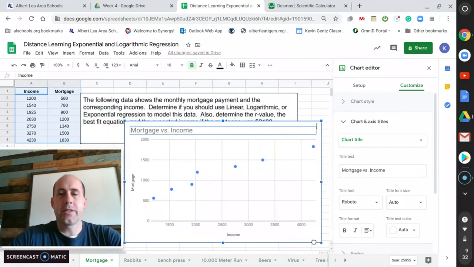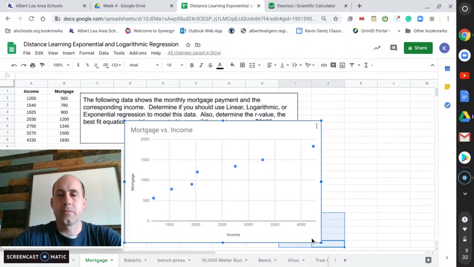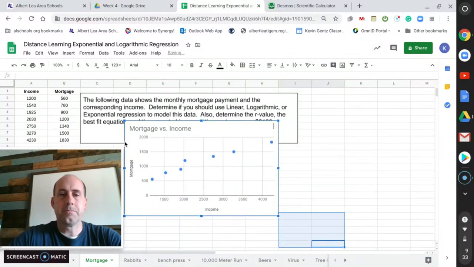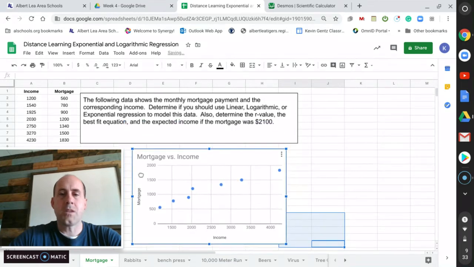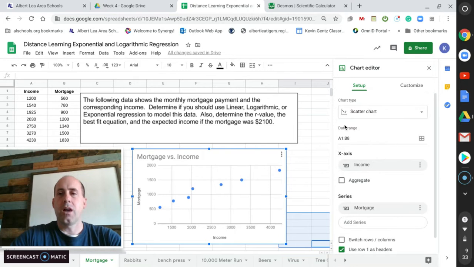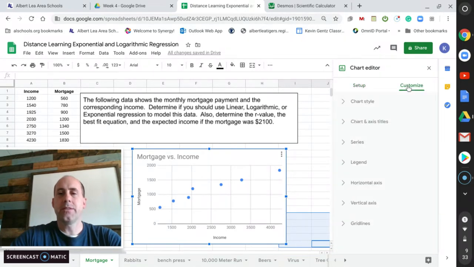I'm going to try to drag that scatter plot over here and make it a little bit smaller. Grab the corner, make it a little bit smaller. And does it look like there's a relationship? Yeah, it does. It looks like there's a positive or direct relationship here. I'm going to go ahead and edit this chart, customize it.